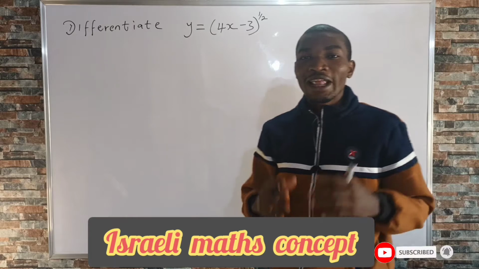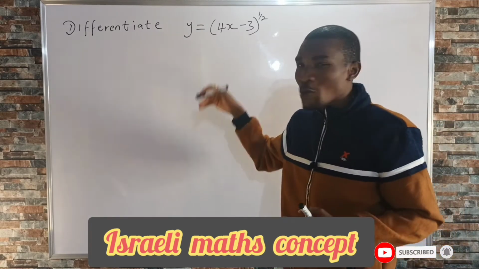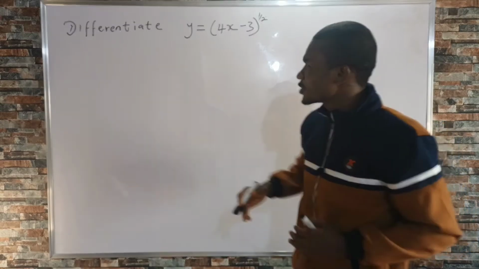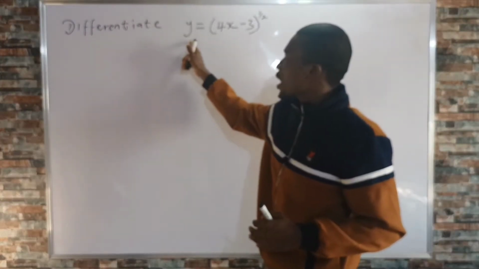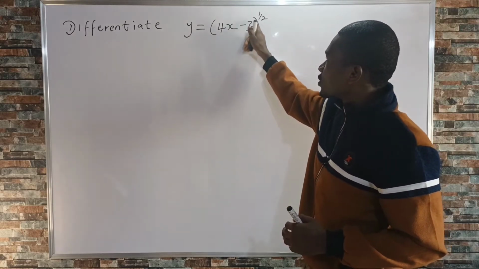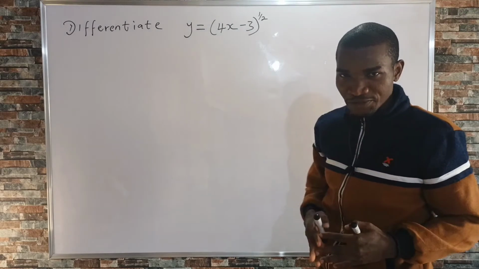In this tutorial, I will provide the solution to this given question we have on the board. Let's read out the question first of all. The question says, differentiate y equals, in brackets, 4x minus 3, all raised to the power of half.